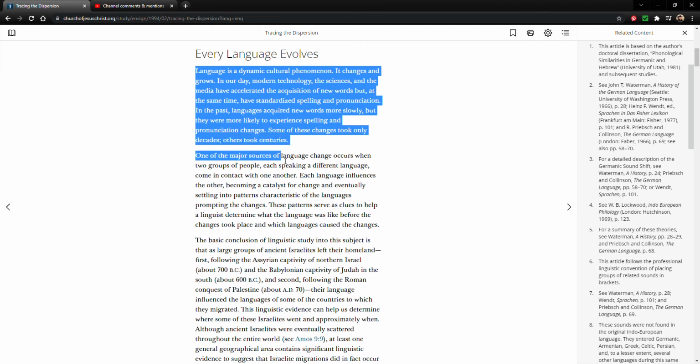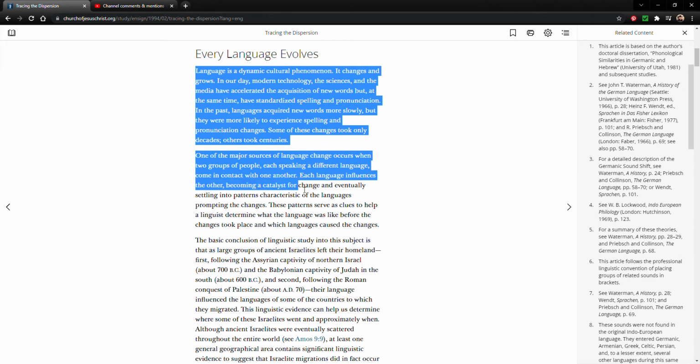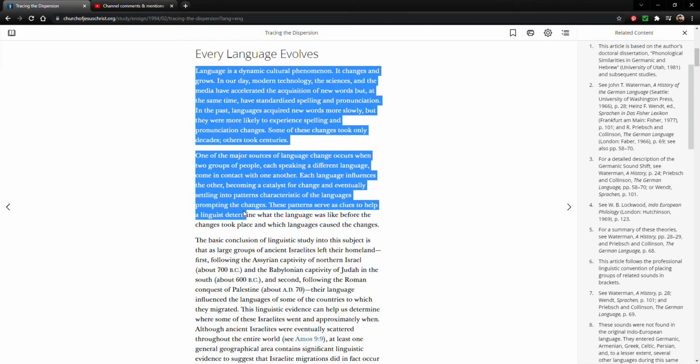One of the major sources of language change occurs when two groups of people, each speaking a different language, come in contact with one another. Each language influences the other, becoming a catalyst for change and eventually settling into patterns characteristic of the languages prompting the changes. These patterns serve as clues to help a linguist determine what the language was like before the change took place and which languages caused the changes.